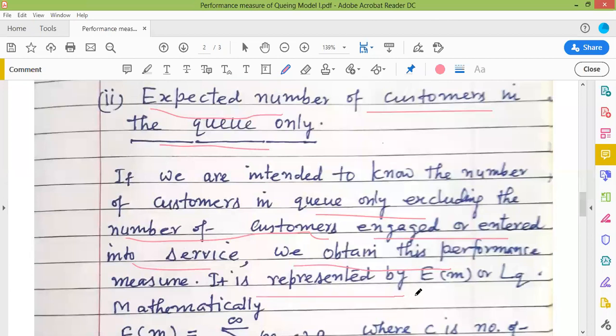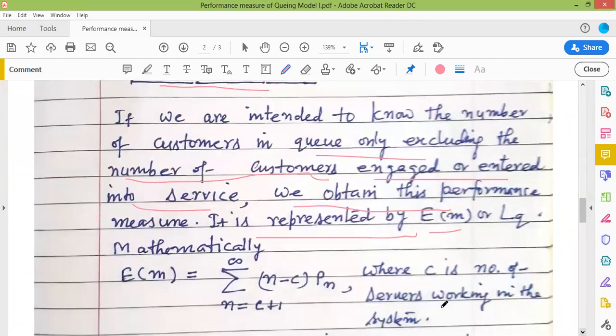It is similarly represented by expected m, where m is small m, and it is Lq. This is only for Q, and S is for system. And the purpose why we compute this is well known.